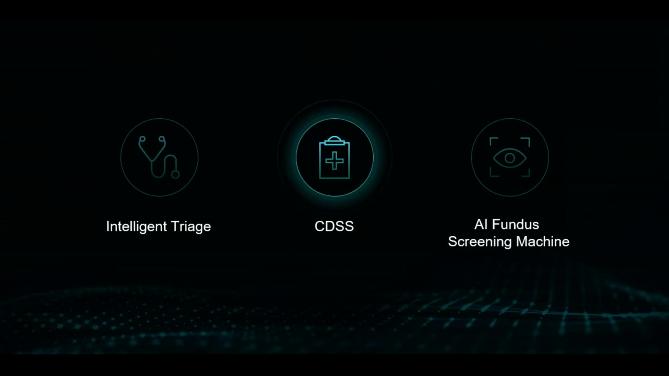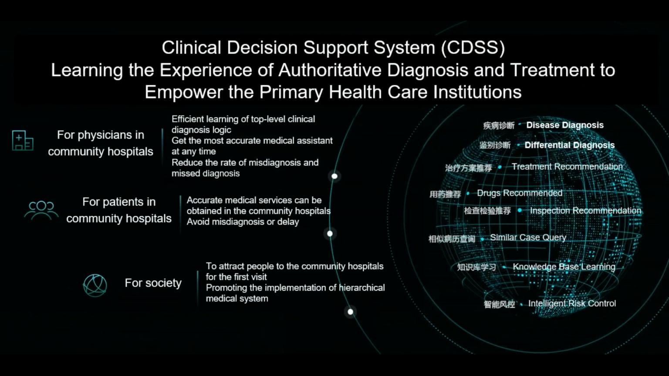For the second part is the clinical decision support system. This is to learn from the experience of previous diagnoses or from the papers, I mean the evidence, and to empower primary health care to avoid making wrong decisions and avoid using the wrong drugs. So this will benefit both the physicians in community hospitals and the patients, and also the overall society, to reduce the cost.